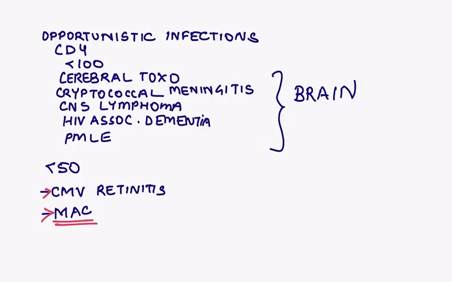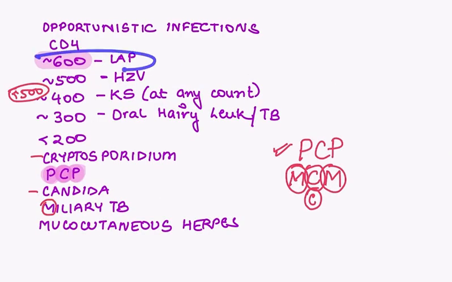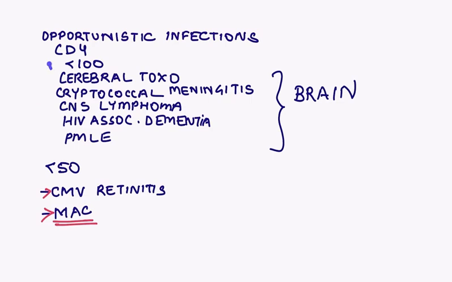So repeating once again, just for your revision, at nearly 600, it is swollen lymph nodes, that is lymphadenopathy. 500 is herpes zoster, if you can remember, but below 500, Kaposi is very important. At 300, TB is important. Less than 200, PCP and MCM, Pneumocystis carinii pneumonia, and apart from that, Candida, Cryptococcus, mucocutaneous herpes, as well as miliary TB. Coming to less than 100, everything to do with the brain, and less than 50, where I expect a question, CMV retinitis and Mycobacterium avium complex. Now, having done this, we come down to the next two things.